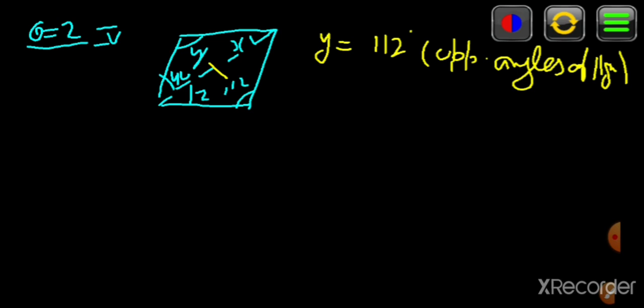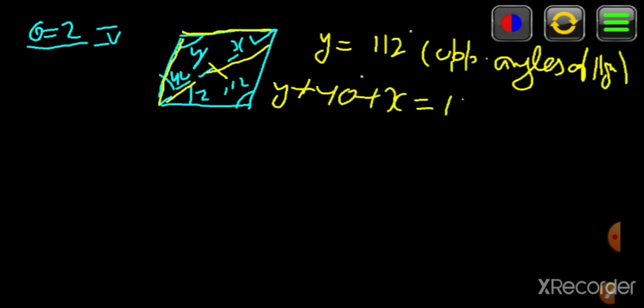So we can say that in this triangle we can use angle sum property. Y plus 40 degree plus x is equals to 180 degree. We need to write angle sum property of a triangle, where it says sum of all the three angles of a triangle is 180.